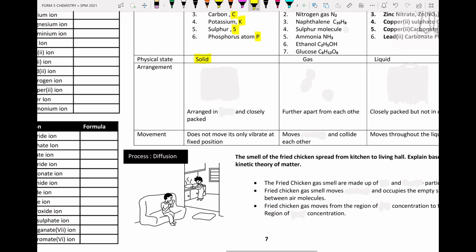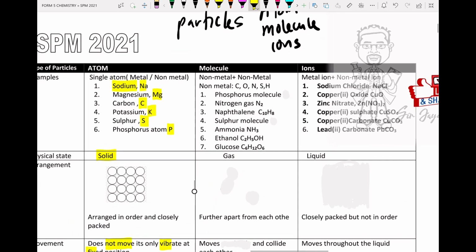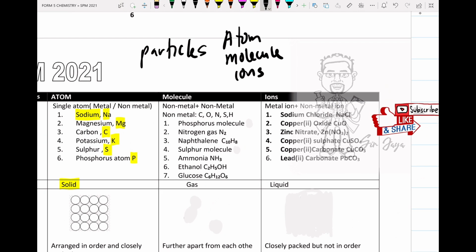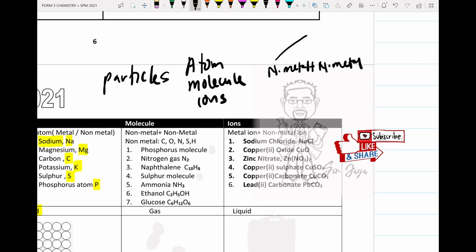How to draw the arrangement of the atoms? The atoms are arranged in order and closely packed. All right, these atoms do not move. They only vibrate and rotate at the fixed position. Next, we check on the molecule. Molecules are made up of non-metal plus non-metal. They are made up from covalent compounds. Please remember 5 non-metal atoms, which are carbon, hydrogen, oxygen, nitrogen, and sulfur.